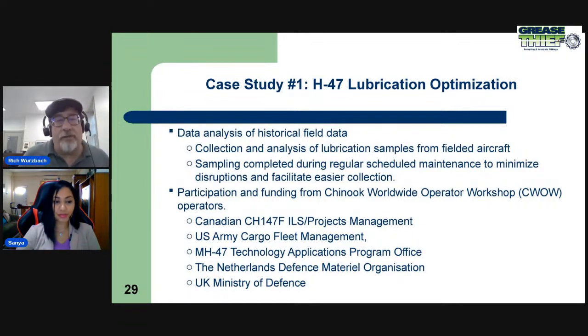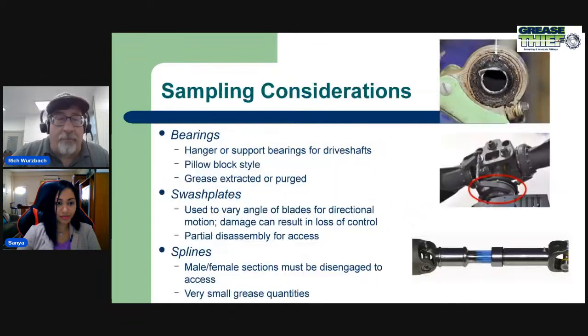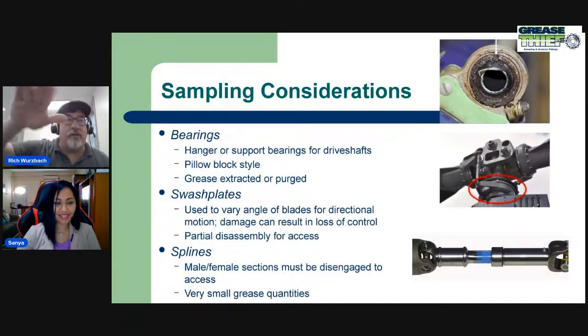And the only way to really do that is to test it. And so this is what we did for this study. We did this optimization study. We looked at historical field data. We had the participation of many different operators around the world, so they were operating in a lot of different environments. We took samples from bearings, some swash plate. Swash plate is the part, when you have that rotor whipping around on a helicopter, that changes its angle. It's a bearing that changes the angle and lets it be steered and go in different directions and so forth. And then in this design, you also have splines, and splines fit together as part of a drivetrain, and they're going to be greased.